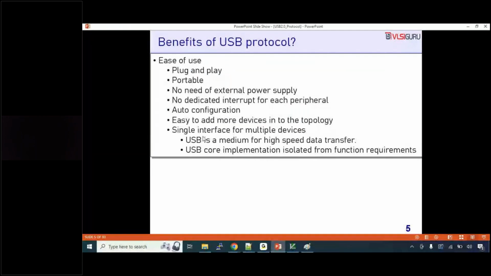Next, the most important benefit of USB protocol is the single interface for multiple devices. When I say multiple devices for different applications, can you tell me in what all scenarios you have seen USB connections being used?